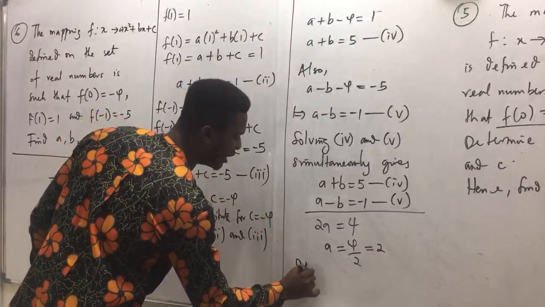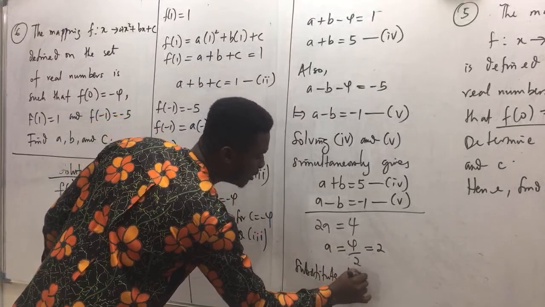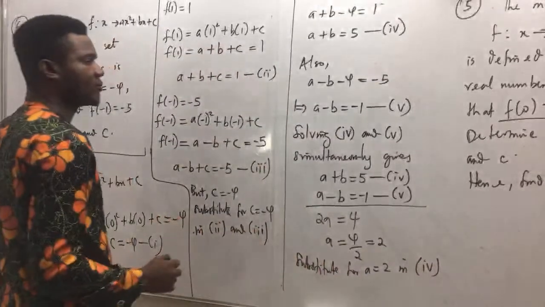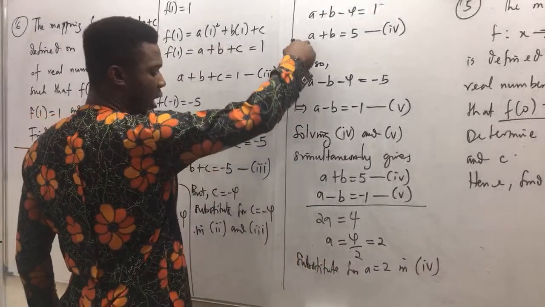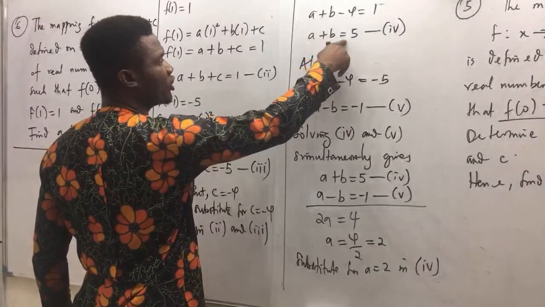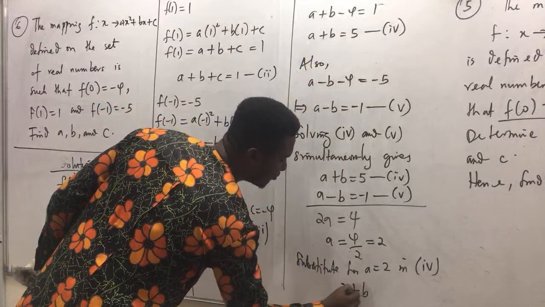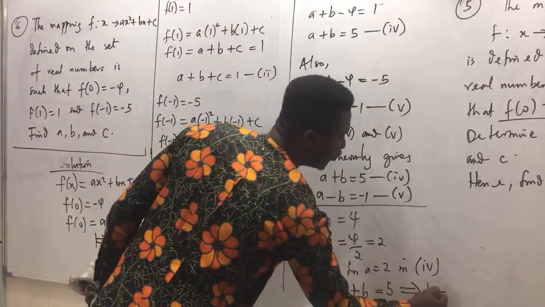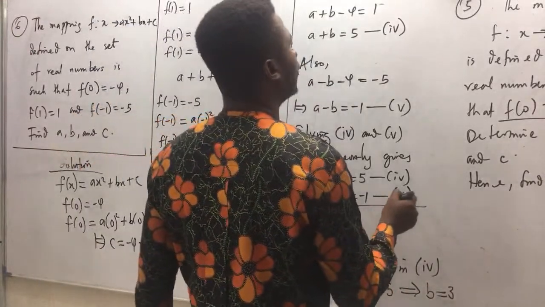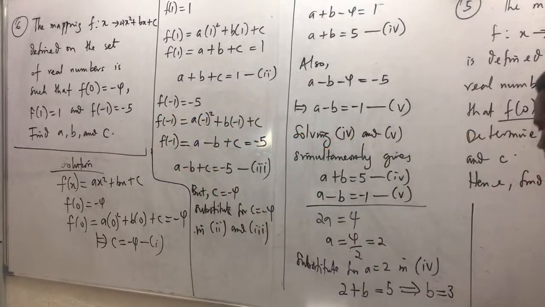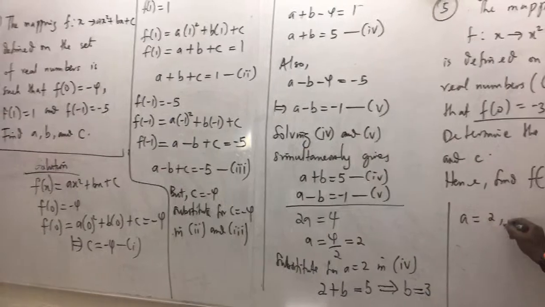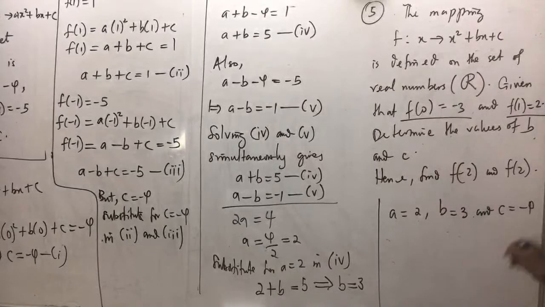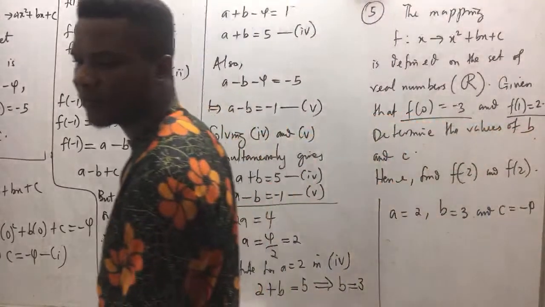Now, substitute for a equals 2 in equation 4. If you do that, you get 2 plus b equals 5, meaning that if 2 plus b is equal to 5, then it follows that b has to be 5 minus 2. b will be equal to 3. So, what have we done? It means that our result finally will be a is equal to 2, b is equal to 3, and c, the one we obtained first, is equal to minus 4. And that solves that problem. Okay?